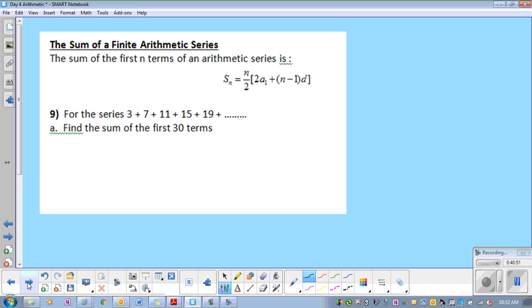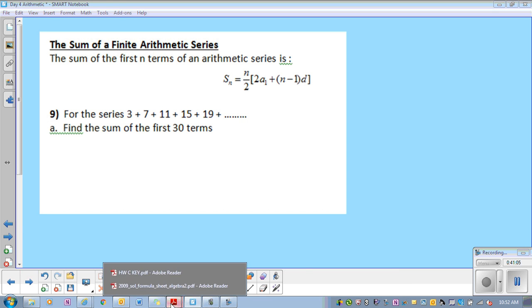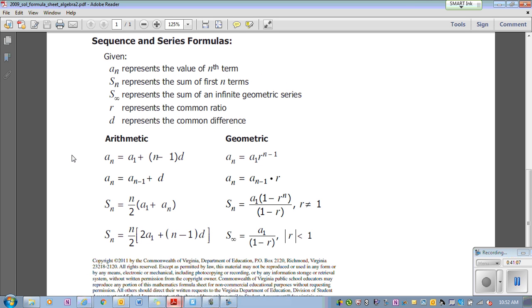All right. So now let's look at the sum. Now we're going to look on our formula sheets. Remember how I said that we're going to cross out the third one? We're just going to cross that one out. We don't need that one. Now we're looking at this. So this was explicit, this is recursive, and this is the sum. We're looking at the fourth one under arithmetic.